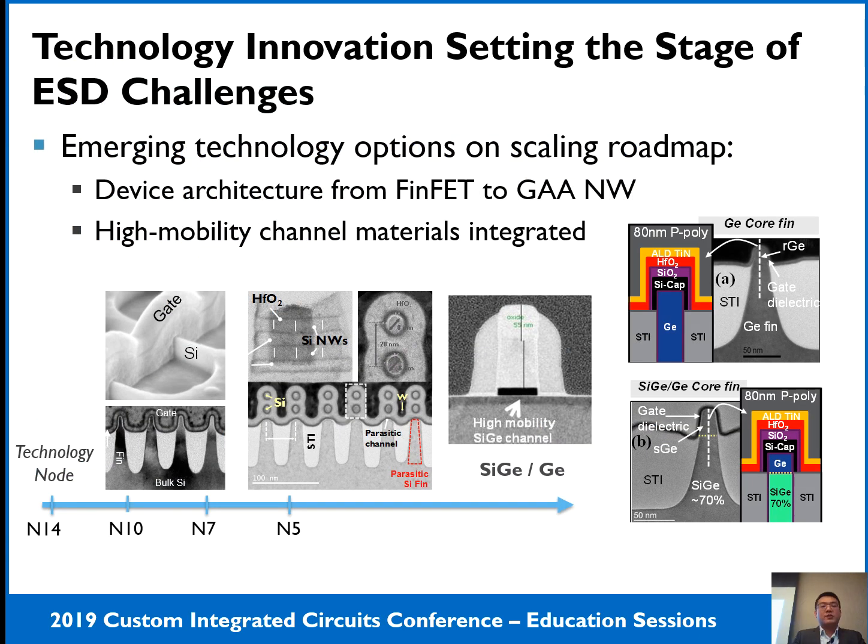As you might know, the technology innovation is already setting the stage for ESD challenge. There are two emerging technology options on the CMOS scaling roadmap. The first one is the device architecture moving from the bulk FinFET to the gate-all-around device architecture. The second is a high mobility channel material such as silicon germanium or even pure germanium, which will be integrated as a channel material to further enhance the functional transistor performance.